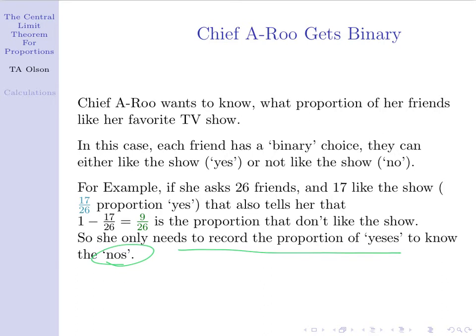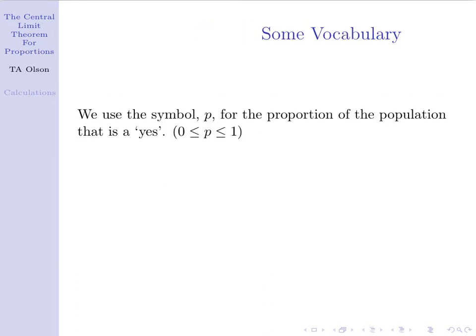The 1 minus. All right, so now some vocabulary and some symbols. We're going to use the symbol P for the proportion of the entire population that is a yes, right? So this is all of the people that we're interested in. So that's the proportion of the yeses in the entire population. And this proportion is going to be a number between 0 and 1. And the proportion of the no's is going to be 1 minus P.